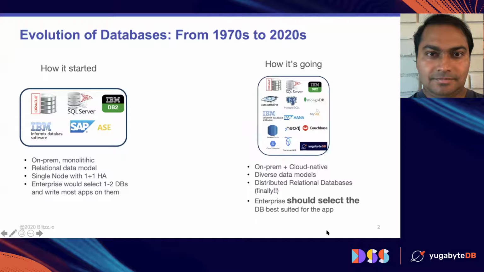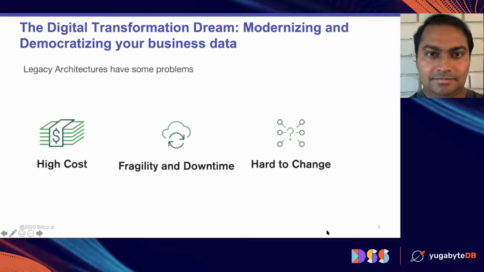However, in this decade, we believe that enterprises should be able to select the database best suited for the app, and not build everything on the same database where the data is stored. So there should be definitely data democratization and data socialization. Enterprises are going through this digital transformation exercise, but the digital transformation dream won't be fulfilled unless you can modernize and democratize your business data. If you're stuck with your legacy architectures, then you are going to have some massive problems.